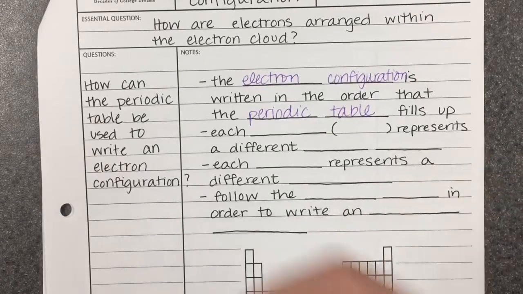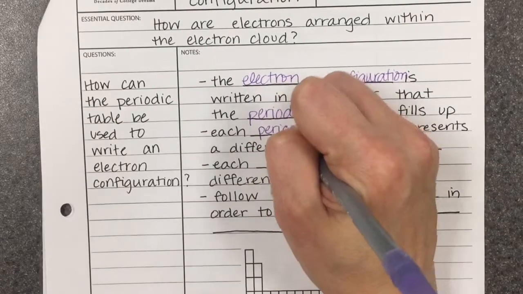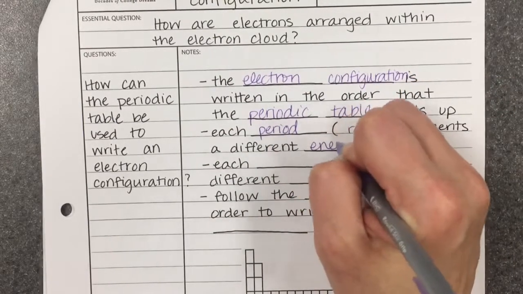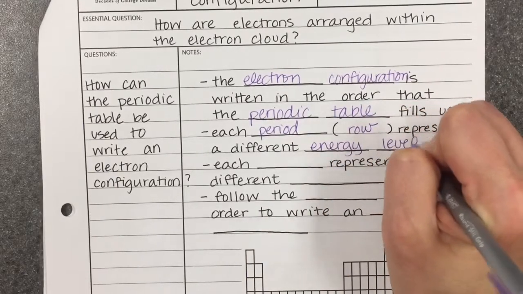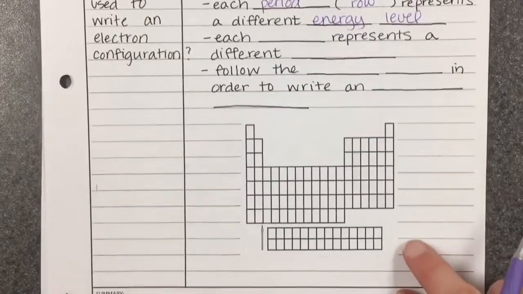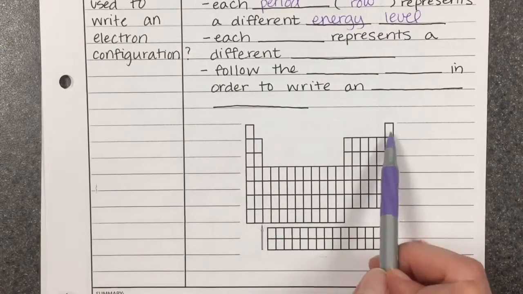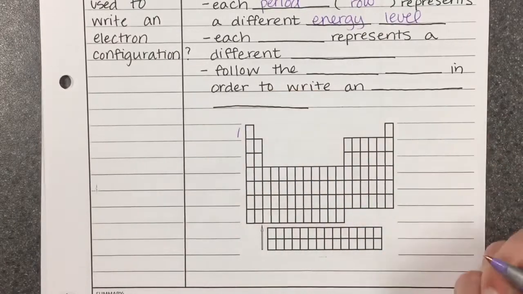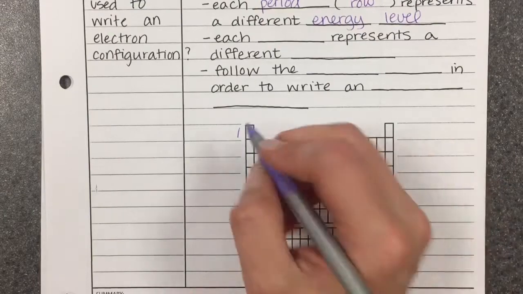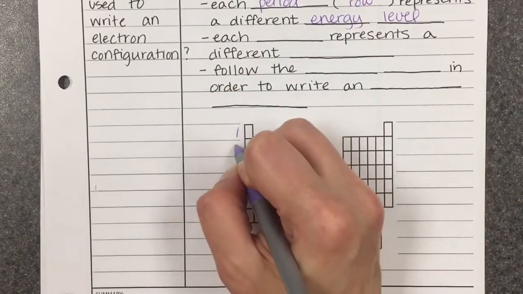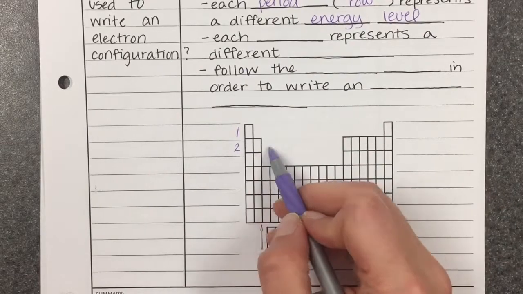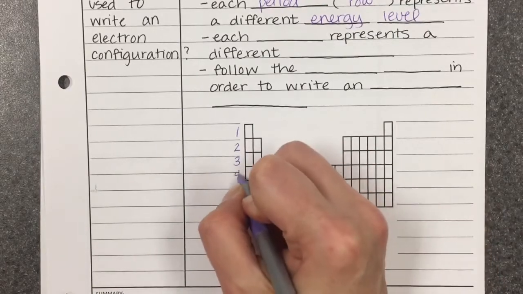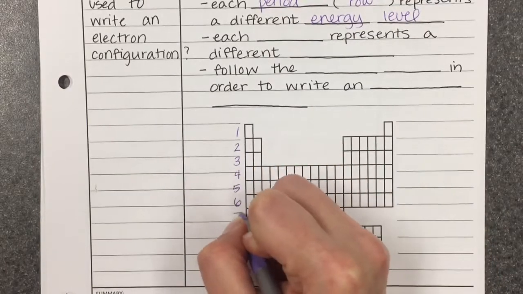So each period, which is a row going across, represents a different energy level. So down here you have this blank periodic table. There are only 2 elements on that first row, that first period going across. That represents the first energy level and the 2 electrons that are there. Once that's full, you have to go to the next one, the second energy level. That one has 8 elements across. And once that's filled up, then we go to the third energy level, 4th, 5th, 6th, and 7th.